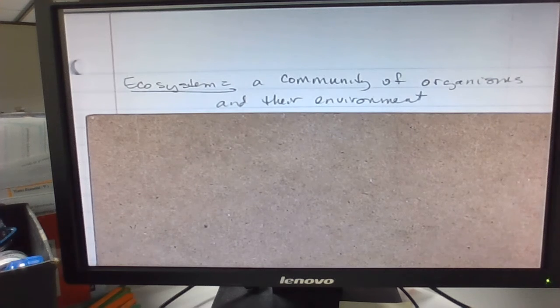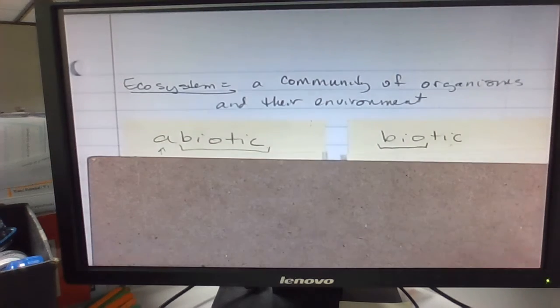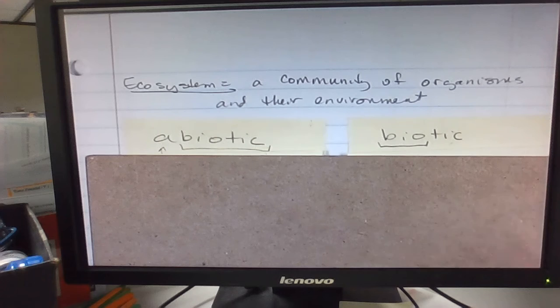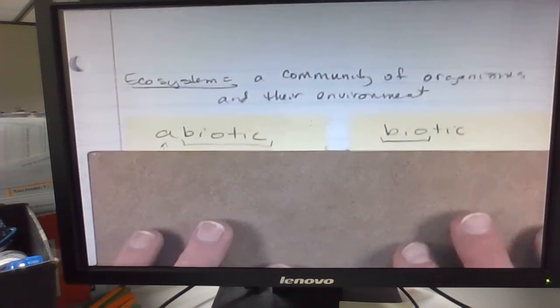There are two important components of the ecosystem, or one way that we can classify items. We can classify them as biotic or abiotic. Biotic or abiotic. I guess "or" is a better choice. So yes, we have two post-it notes.